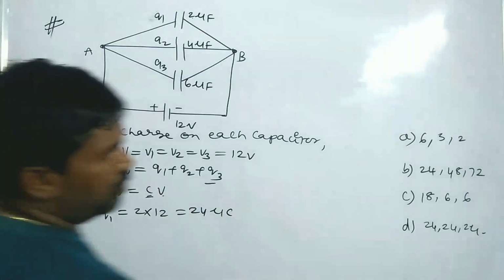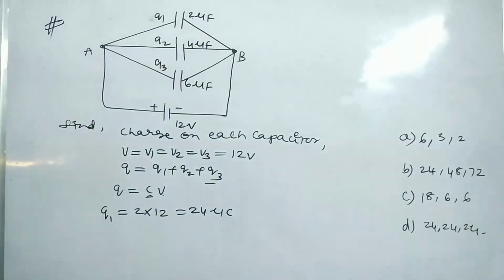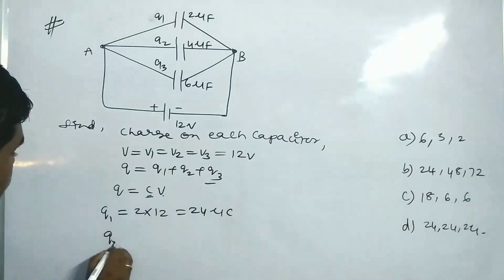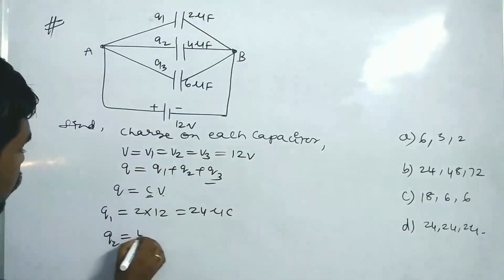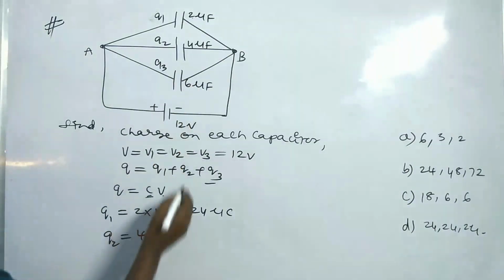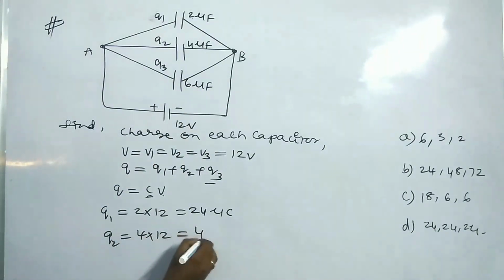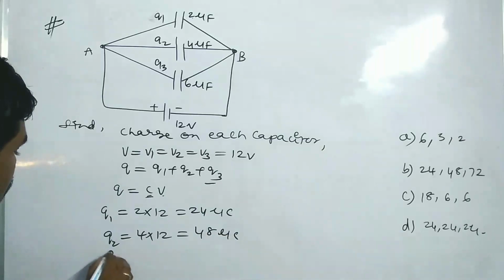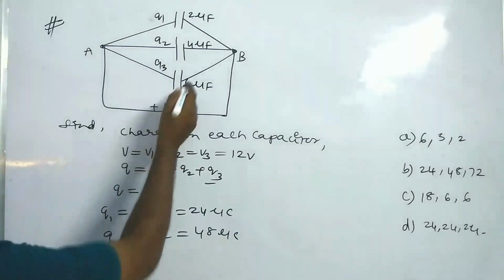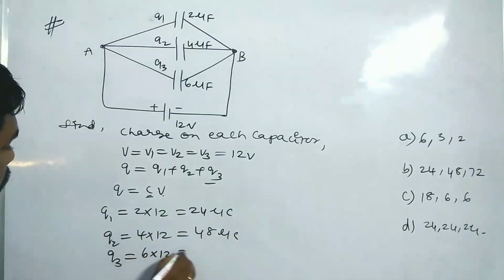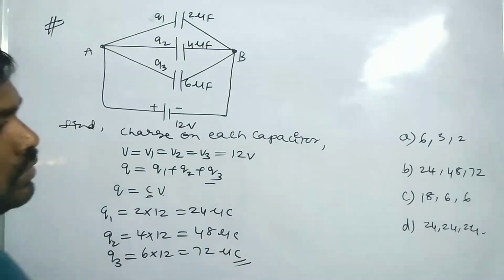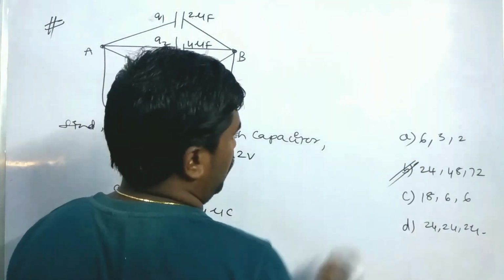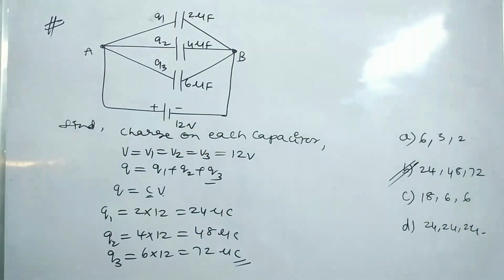microcoulomb here, microcoulombs, right? And Q2 is equal to CV. C is nothing but 4 microfarad into potential 12. It is equal to 48 microcoulomb. And Q3, how much is it? 6 into 12, it is 72 microcoulomb here. So this is the option you have to choose, right?